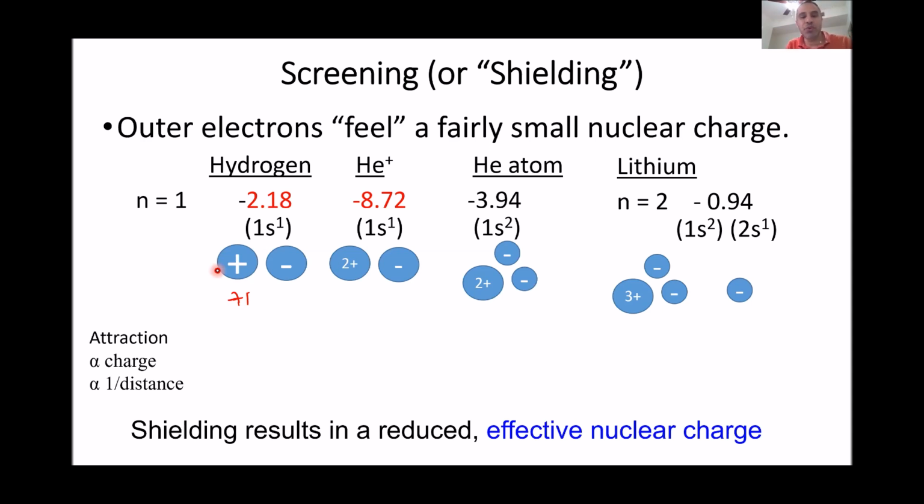If you go to a helium plus ion, the energy of the energy level goes to a much, much lower value, indicating a much higher attraction, because simply the electron is feeling more plus charges from the nucleus. So that means more attraction and much lower energy, as you can see from the ionization value for that electron here.